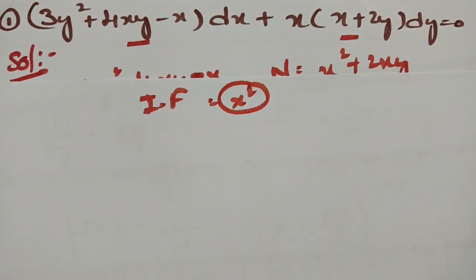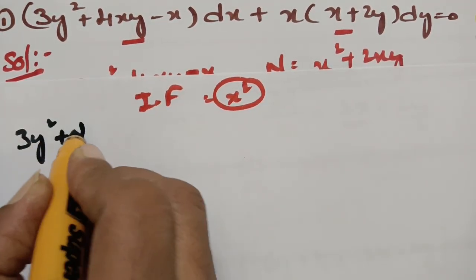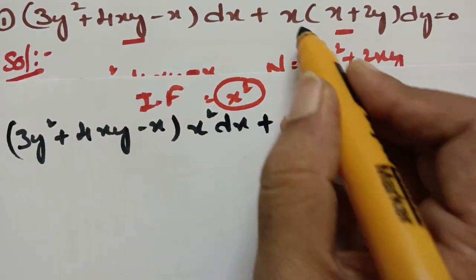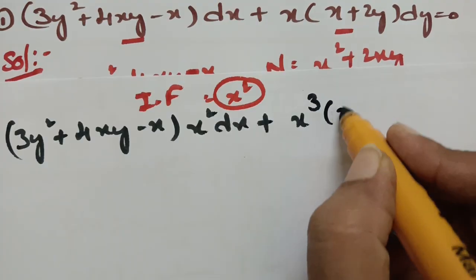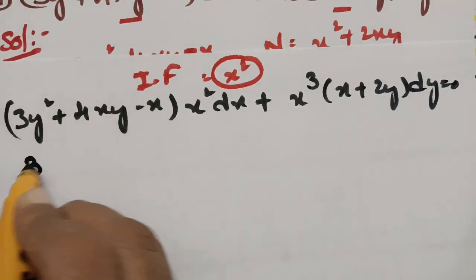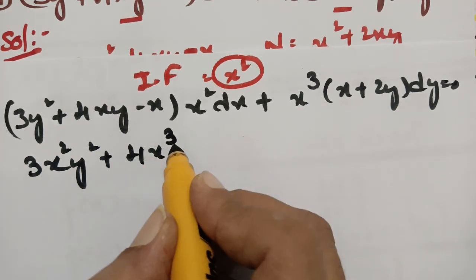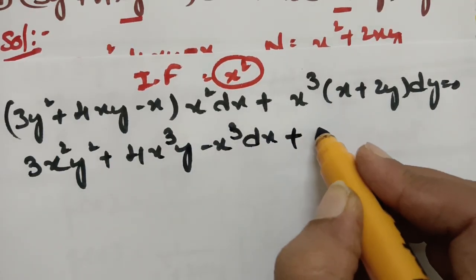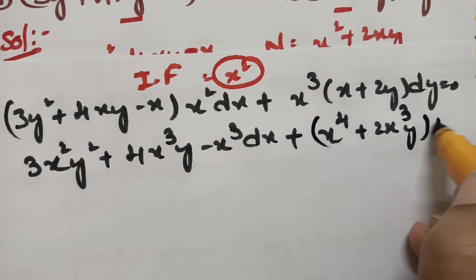And what is the equation here? So this is the equation. Throughout I am going to multiply with x square, that is (3y square plus 4xy minus x) into x square dx, plus, here there is already x, I am multiplying with the integrating factor x square, so this will become (x cube plus 2xy) into dy is equal to 0. So if I multiply throughout, this value is going to become 3x square y square plus 4x cube y minus x cube dx, plus x power 4 plus 2x cube y into dy is equal to 0.